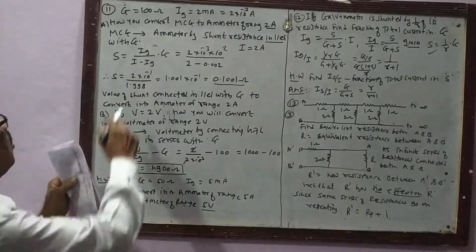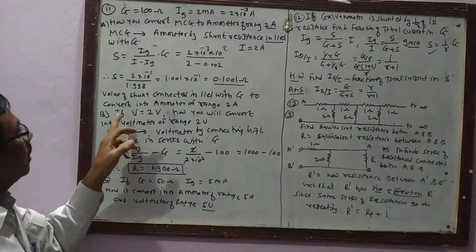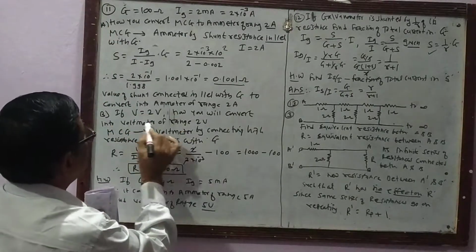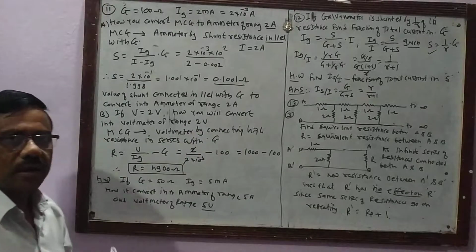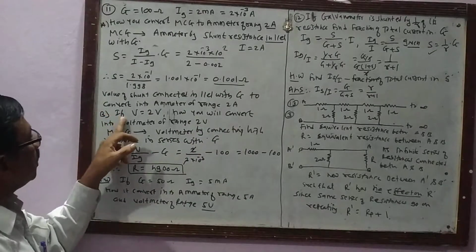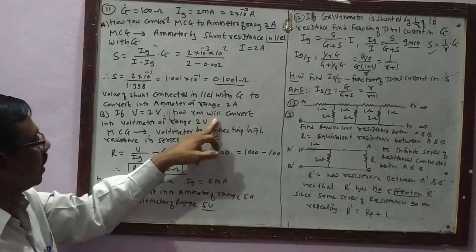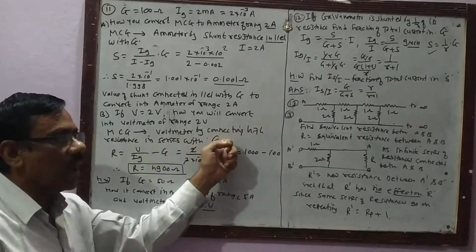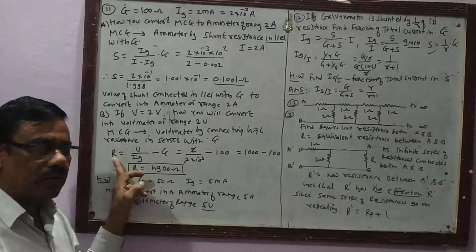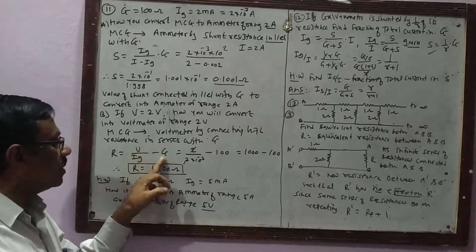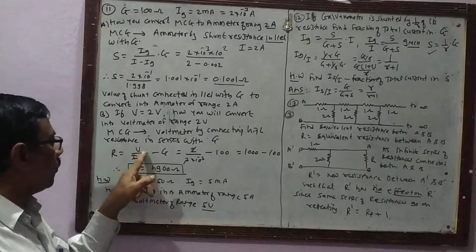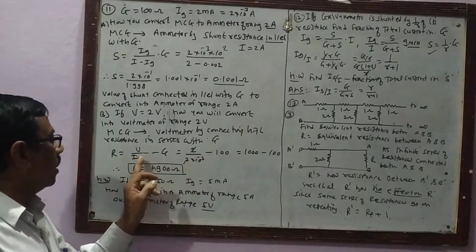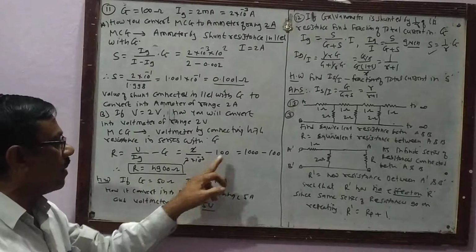Now the second part in this problem is part B. How will you convert the moving coil galvanometer into a voltmeter of range 2 volt? The moving coil galvanometer is converted into a voltmeter by connecting a very high resistance in series with the galvanometer, and the value of the high resistance R is equal to V upon Ig minus G. Putting the values, V range is 2 divided by Ig, 2 into 10 to the minus 3, minus 100.